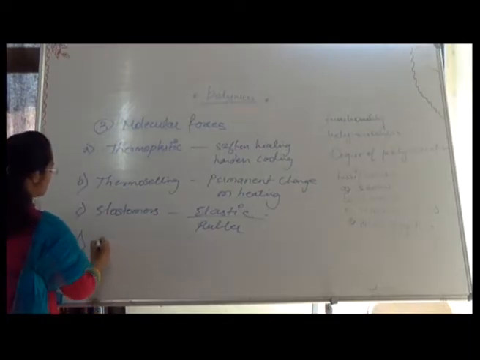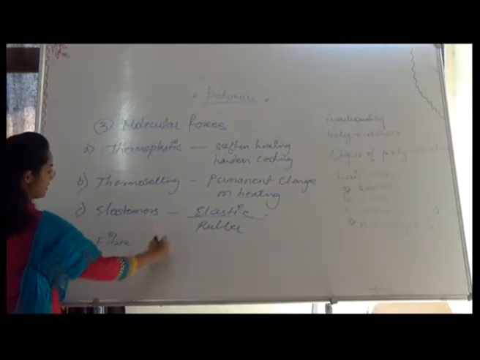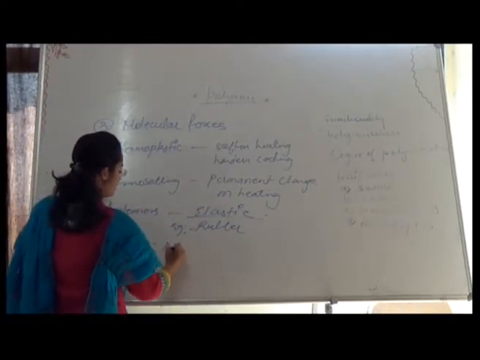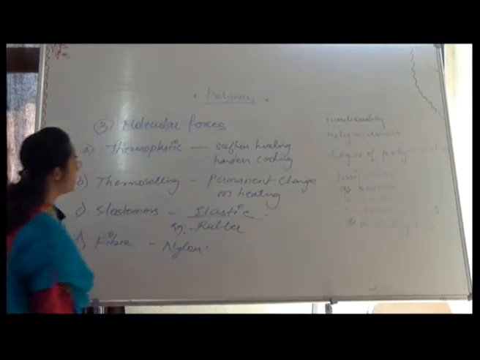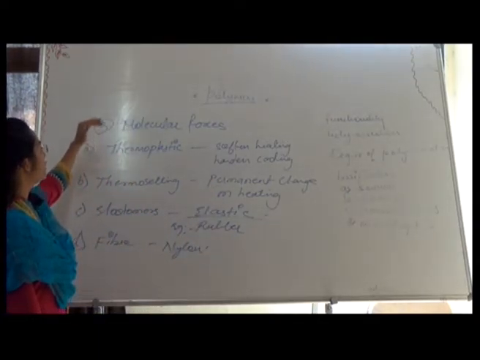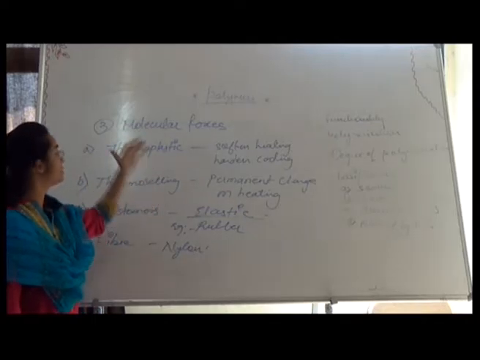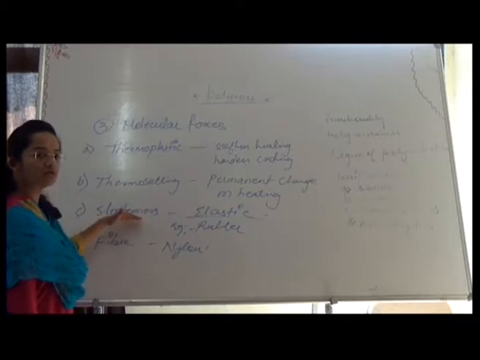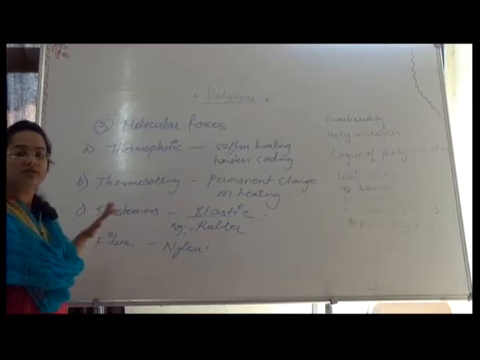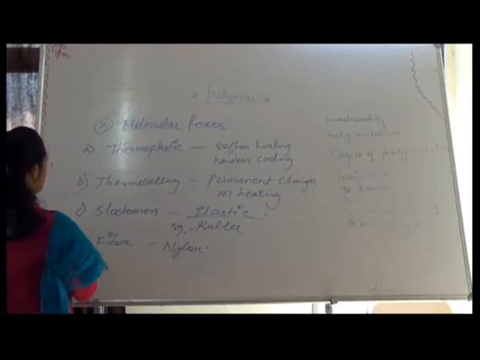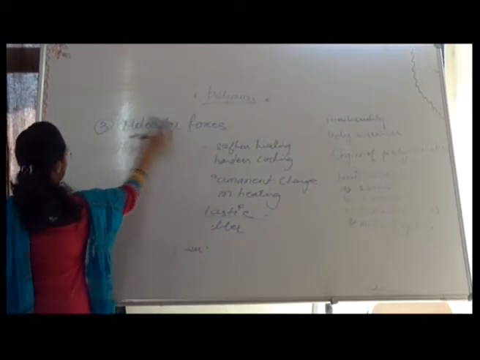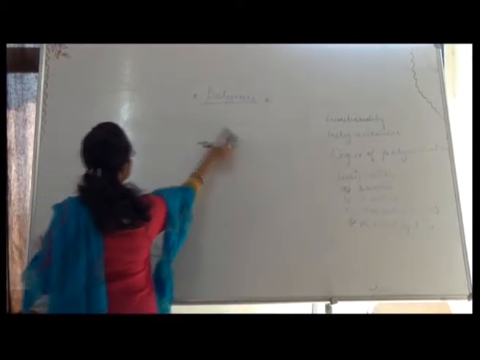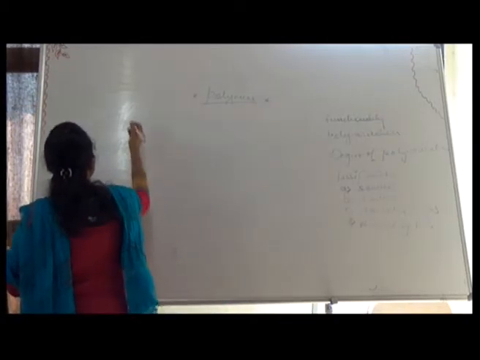And then the last one is fiber. An example of fiber is nylon. Clear? So we are classifying the polymers, the third type of classification based on molecular forces: thermoplastic, thermosetting, elastomers and fiber. So we completed the third classification. Now the last classification is based on modes of synthesis, and again I tell you this is very important.